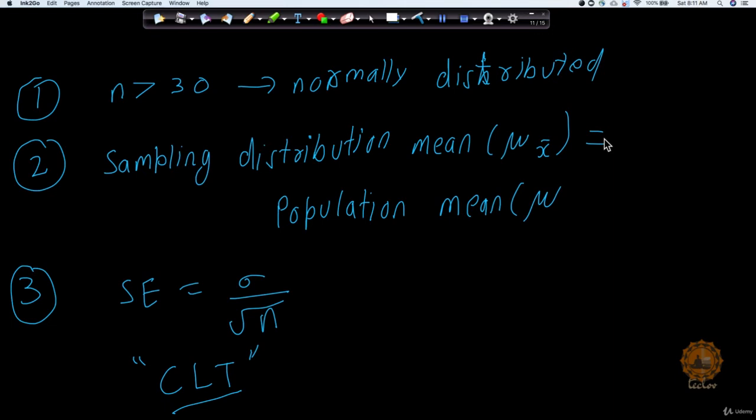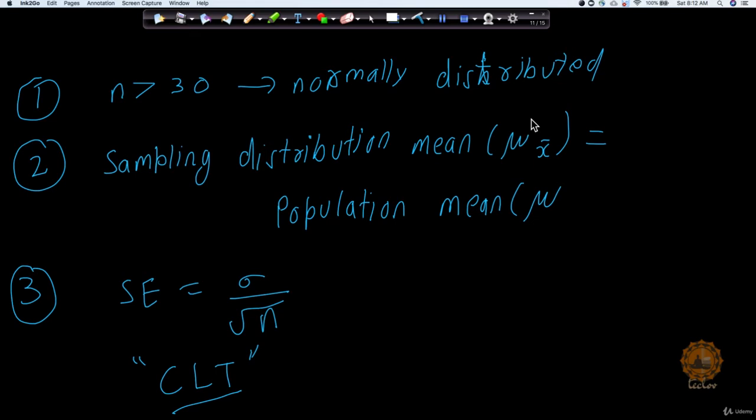The third important point is that the sampling distribution standard deviation, which is also represented as standard error, is equal to the standard deviation divided by the square root of your number of samples. These 3 points define your central limit theorem.